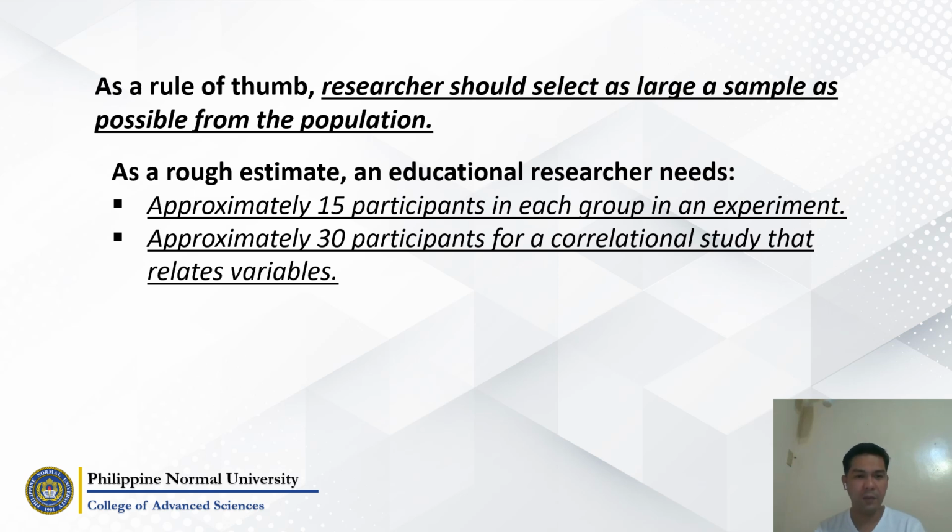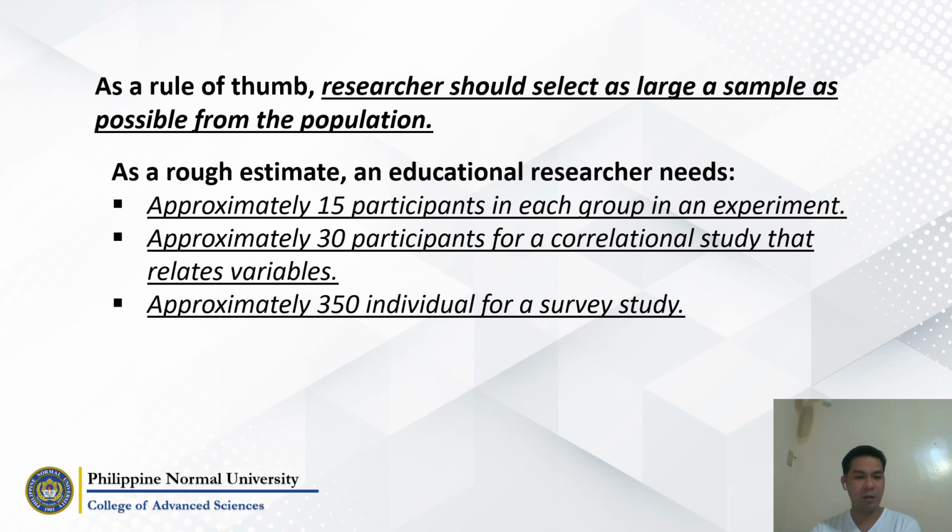For a correlational study, approximately 30 participants are needed, so that you can somehow establish credibility of our results. Again, approximately 30 participants. Then approximately 350 individuals for a survey study, or selecting a fraction, say 10%, depending on the purpose of your study and how many participants you can take, and how many participants are also available to participate in your study.